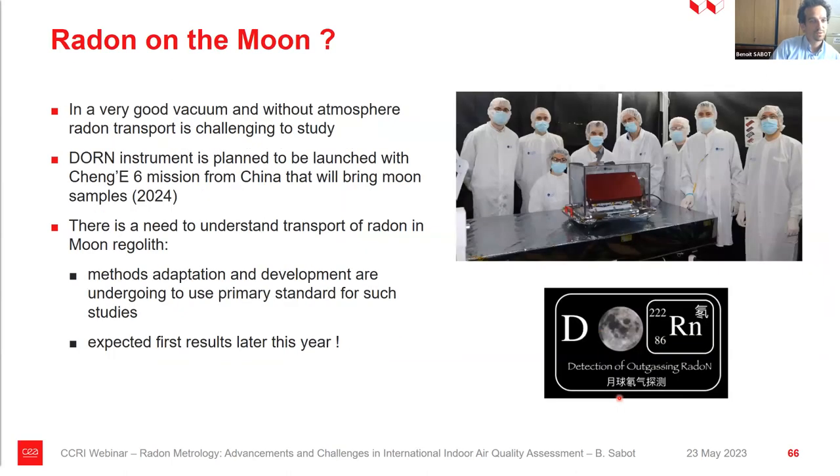And of course, what is funny with such colleagues like Pierre-Yves Meslin, we always have a funny idea. And now we are trying to measure radon on the Moon. And this is the plan of one mission of Chang'e, which will be sent from China in 2024. And what we saw is that the radon standard, with the defined angle method, can be used to understand the absorption of radon inside Mars or Moon rock, but of course, Earth rock also. And we developed some kind of specific measurement device to do so. And so I expect to show you some results later this year about such a funny measurement.